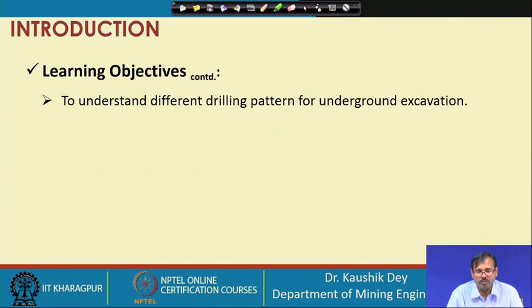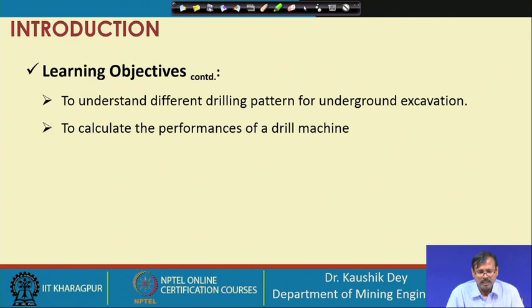Next, say we are deploying a drilling machine. Now we know which drilling machine has to be deployed, what the drill requirement will be, how many drills are required, but we should know the performance of a drill machine. That means if we are deploying X machine onto Y rock in a given condition, then what performance will that X drill machine give? If the condition is different, obviously the same drill machine will give a different result.